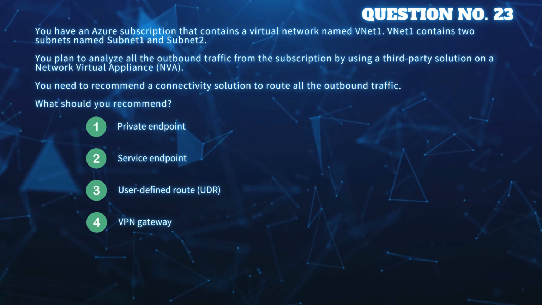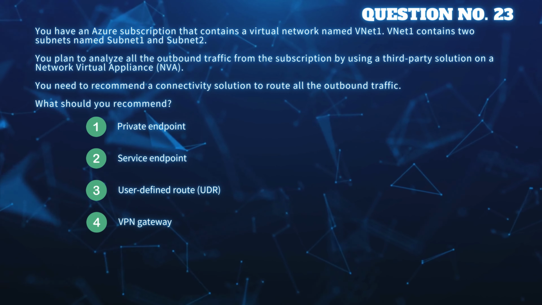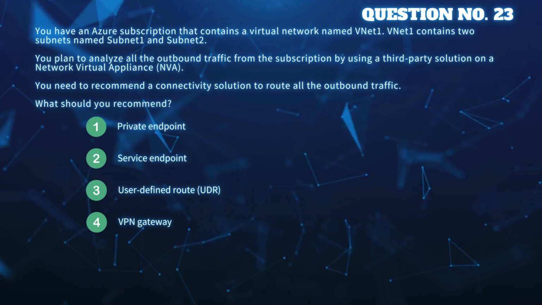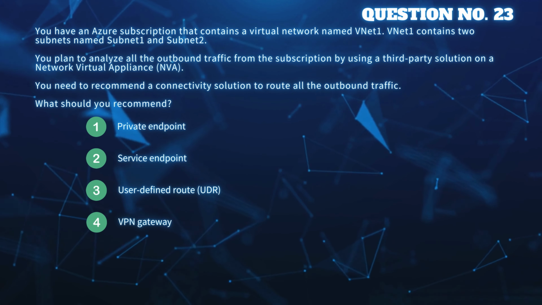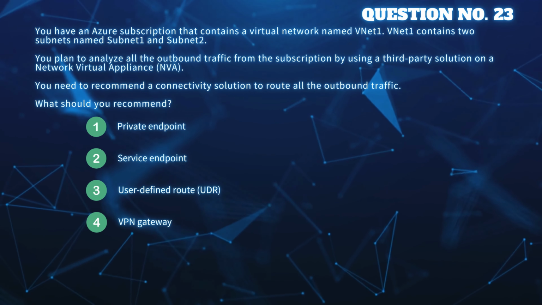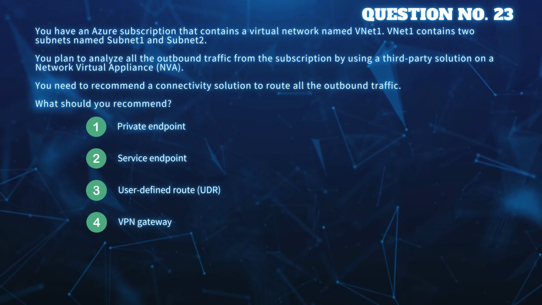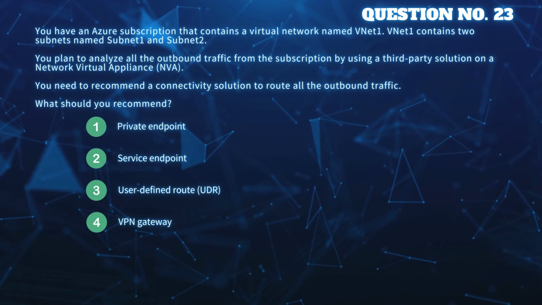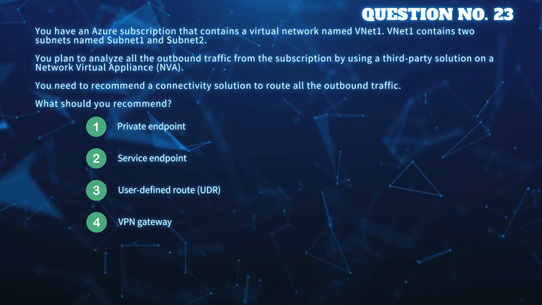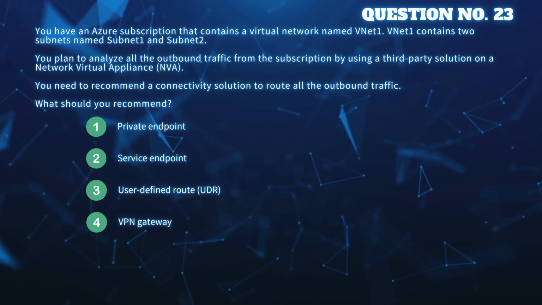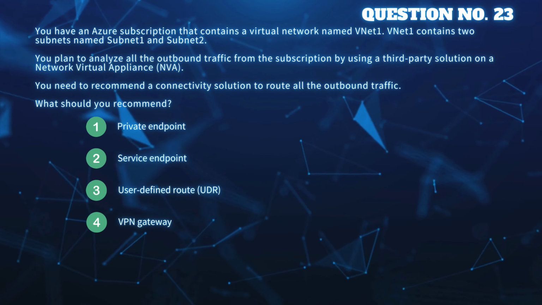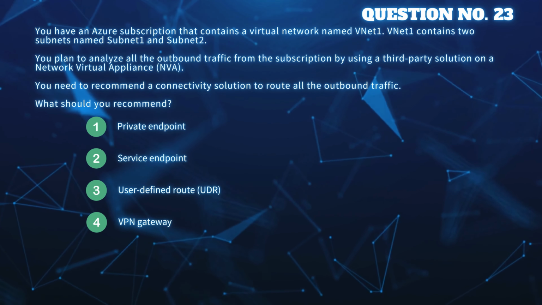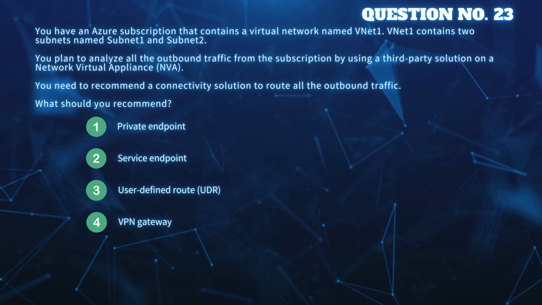You have an Azure subscription that contains a virtual network named VNet1. VNet1 contains two subnets named Subnet1 and Subnet2. You plan to analyze all the outbound traffic from the subscription by using a third-party solution on a network virtual appliance, NVA. You need to recommend a connectivity solution to route all the outbound traffic. What should you recommend? Option 1, Private Endpoint.